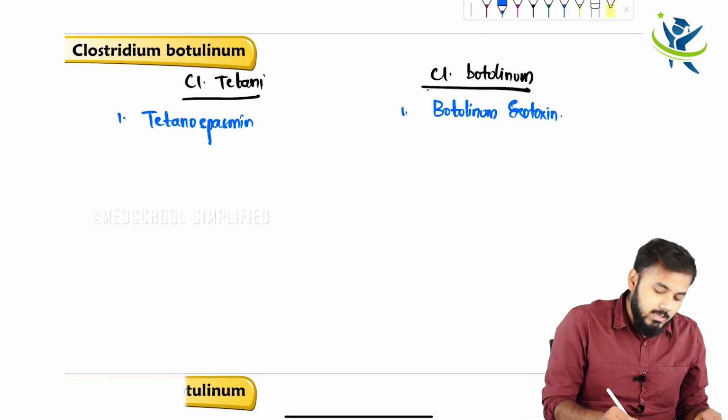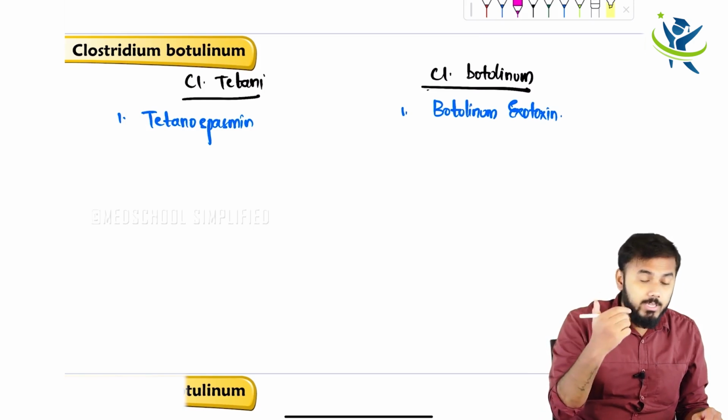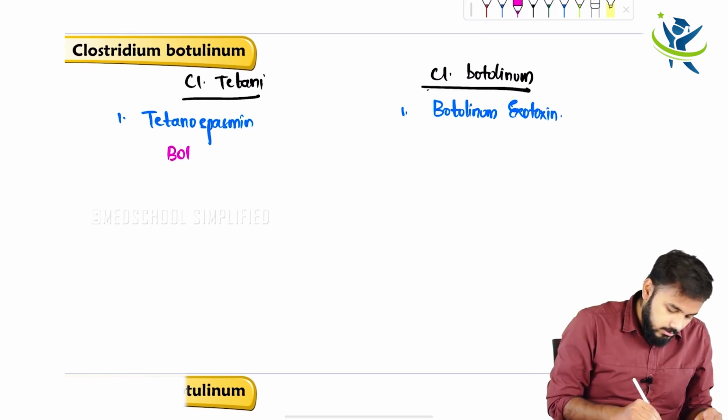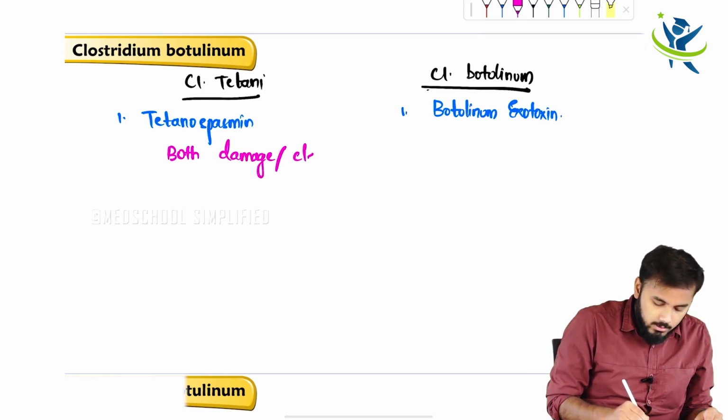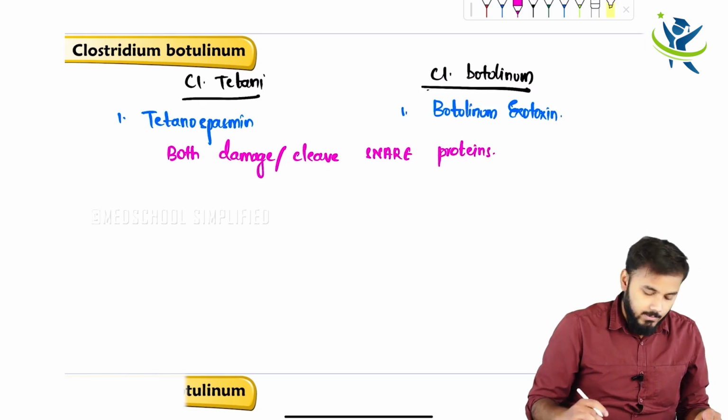Next, what is the mechanism? Both of them damage what proteins? SNARE proteins. Both damage or cleave SNARE proteins. The pathogenesis is the same, right?